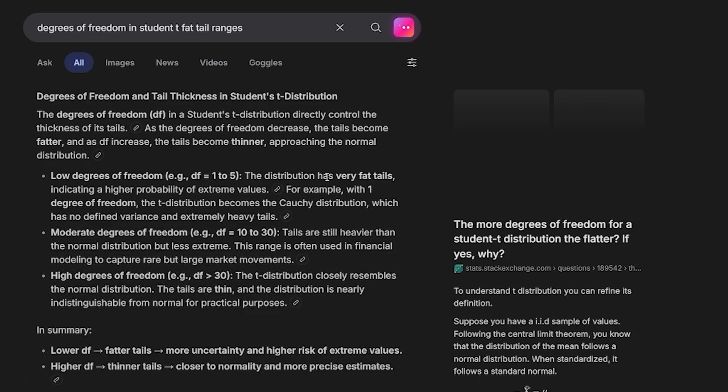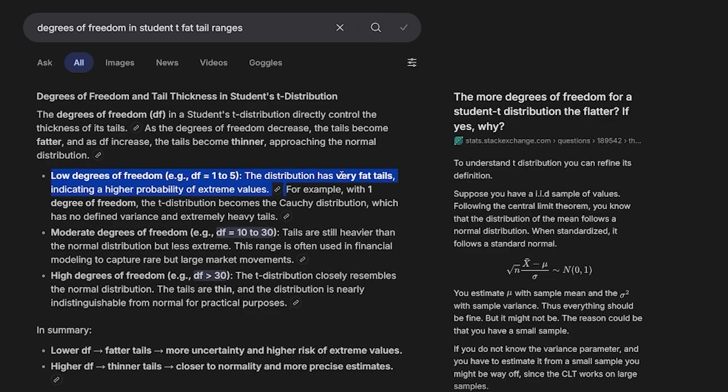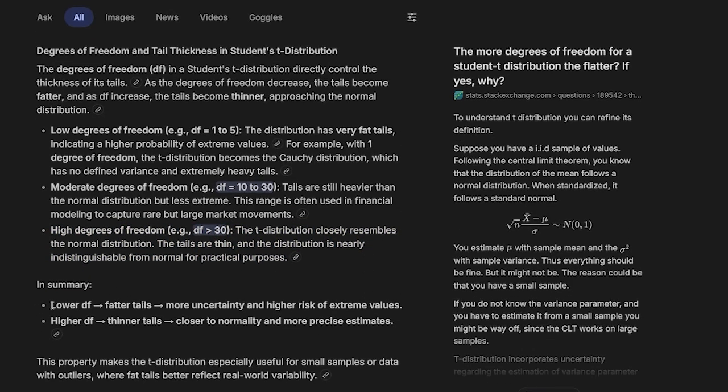Lower values mean fatter tails and more extreme risk. As the degrees of freedom increase, the student t smoothly collapses back to a normal distribution. So instead of assuming risk away, we let the data tell us how heavy those tails really are.